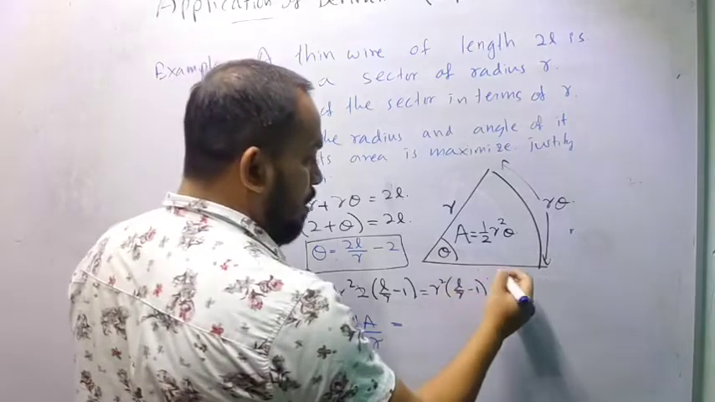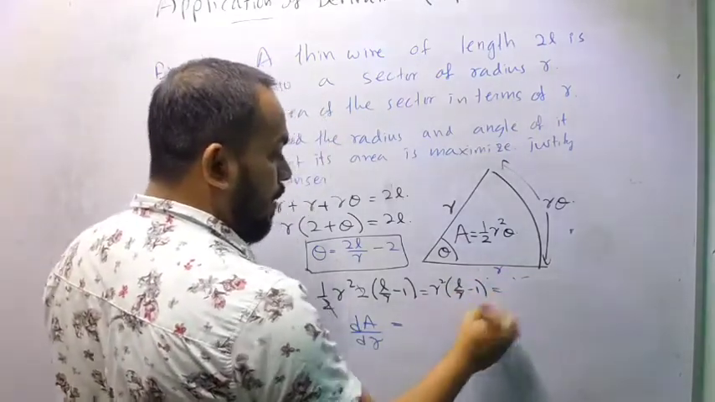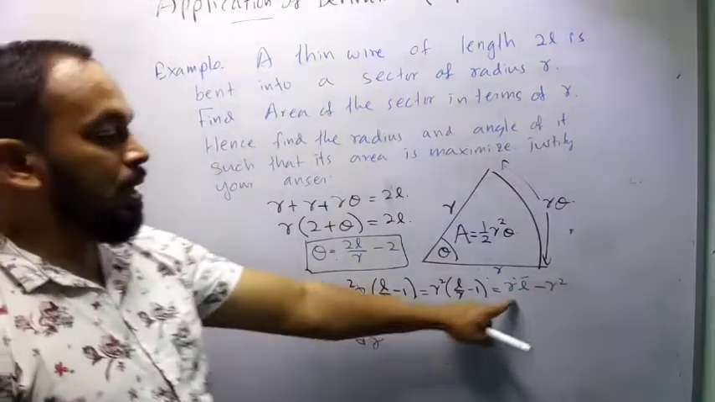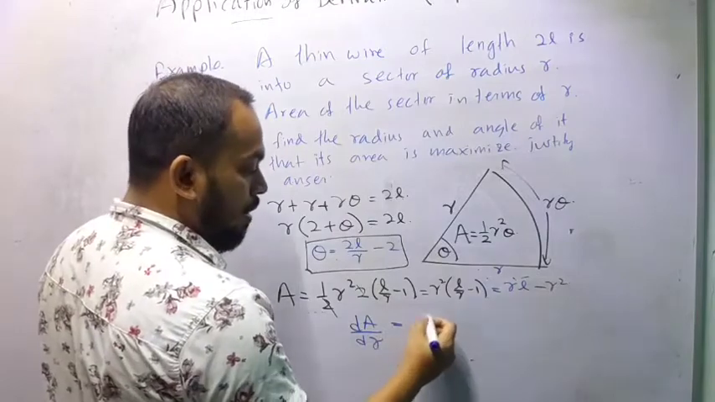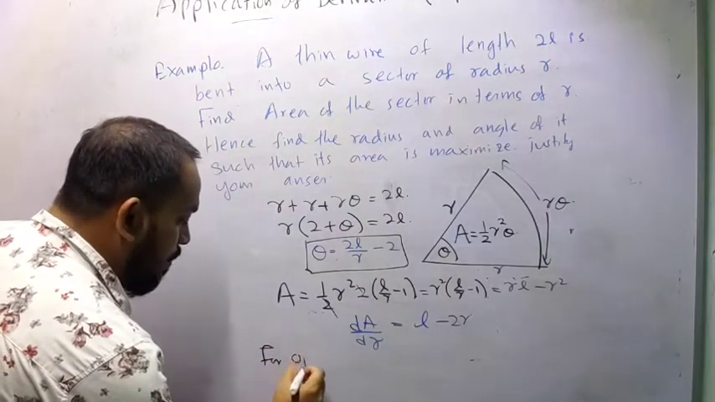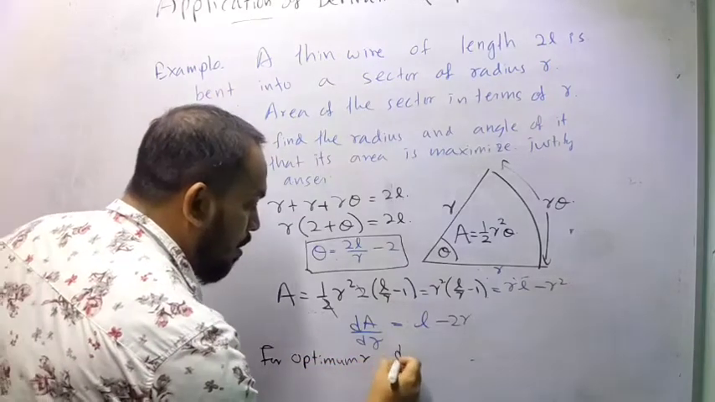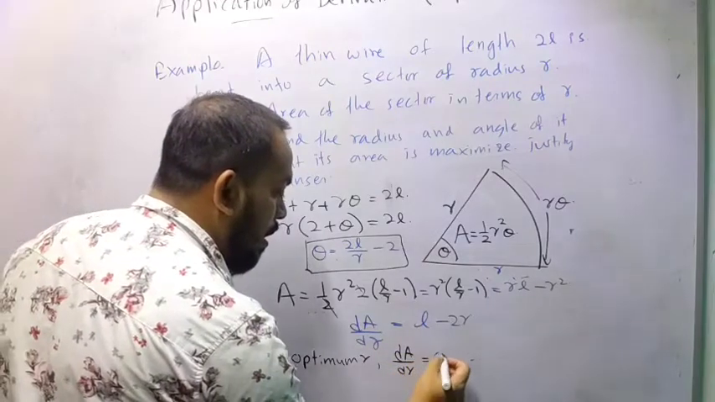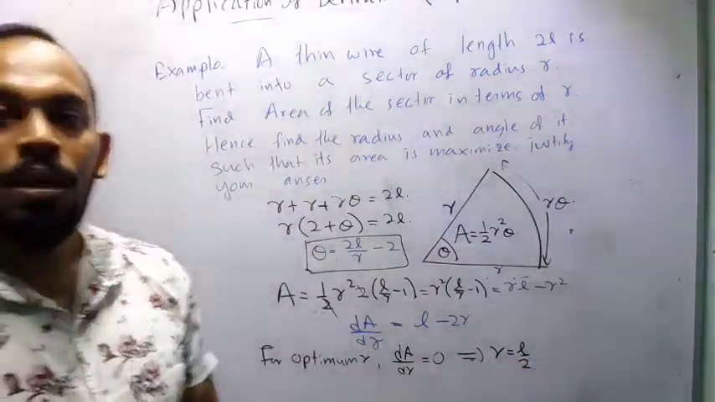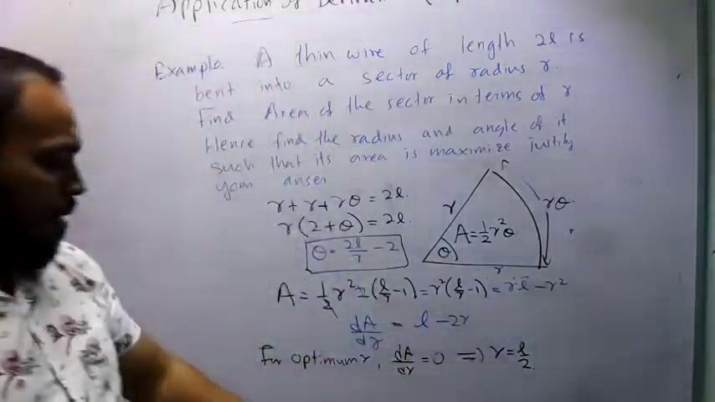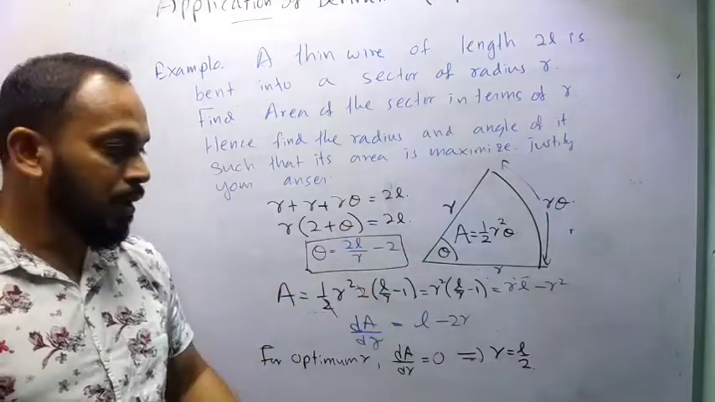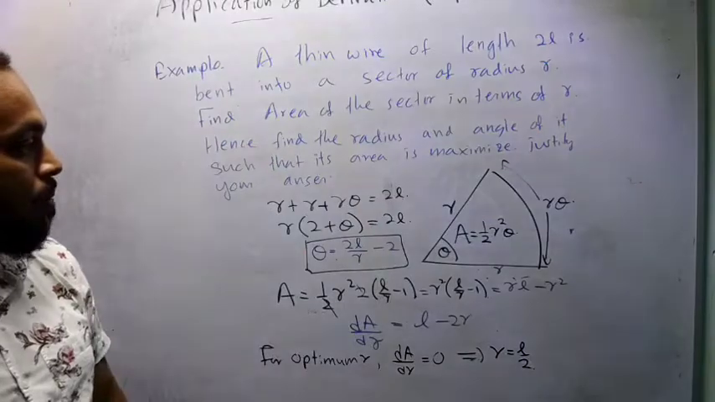I suggest you expand this out. Otherwise, you would have to use the product rule here. When you expand it, you get r into L minus r squared. This would be easier to differentiate. When you differentiate this with respect to r, you get L minus 2r. Now, for optimum values, you have to set dA by dr equals 0. This implies r would be L by 2. So we found a value for r such that the function has an optimum point. It could be a maximum or minimum. We don't know yet. That's why they are asking us to justify our answer.